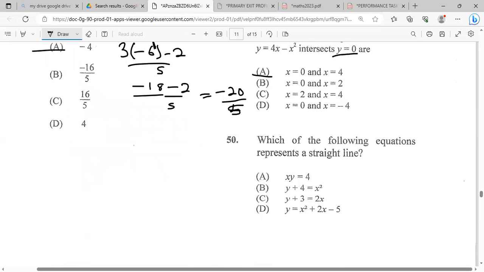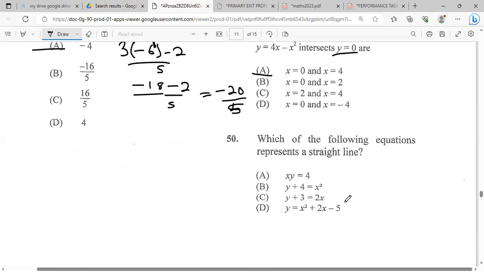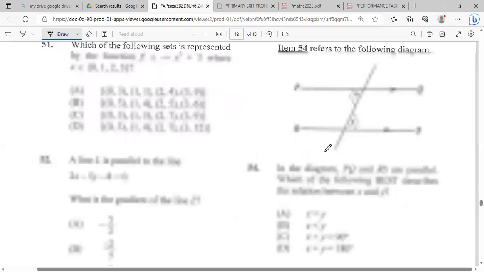All right, which of the following equations represents a straight line? So we can eliminate this, this, and this, since they are quadratic, right? So this is C. 10 more to go, guys. Let's go.